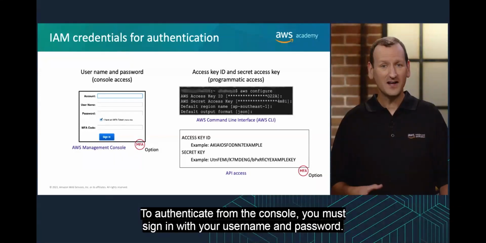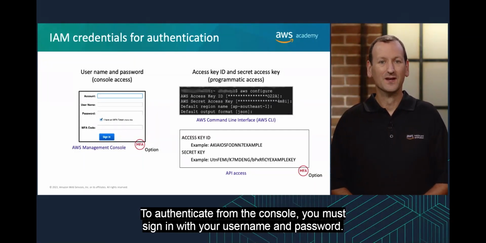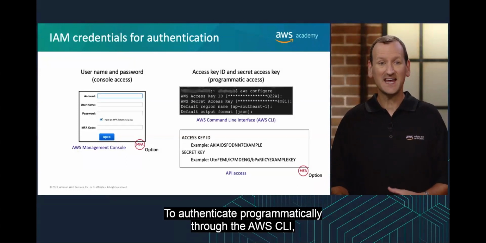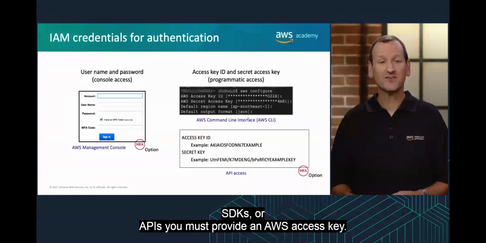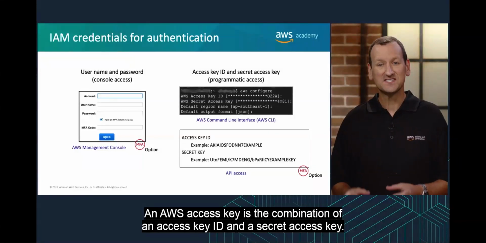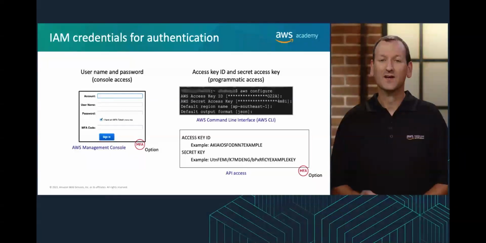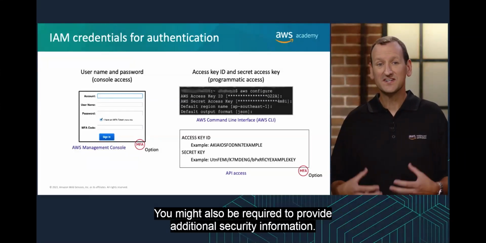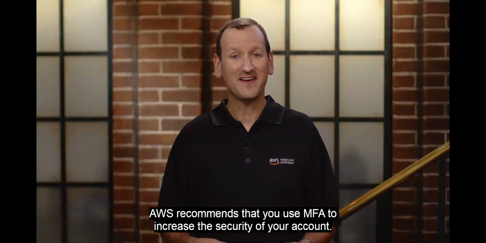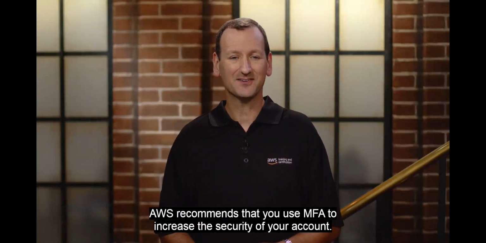To authenticate from the console, you must sign in with your username and password. To authenticate programmatically through the AWS CLI, SDKs, or APIs, you must provide an AWS access key. An AWS access key is the combination of an access key ID and a secret access key. You might also be required to provide additional security information. For example, AWS recommends that you use MFA to increase the security of your account.